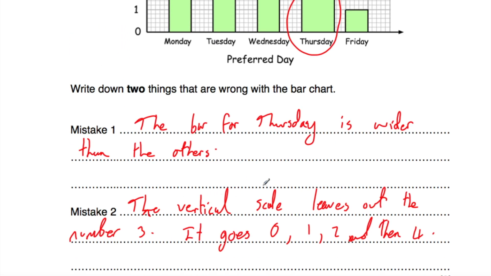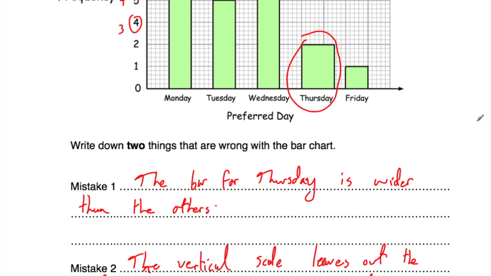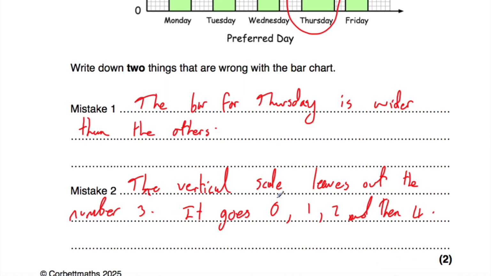I've just written down that the vertical scale leaves out the number 3. It goes 0, 1, 2, and then 4, and not 3. And that's it. So those are the 2 mistakes that I've written down for this bar chart: the bar for Thursday is wider than the other bars, and the vertical scale has left out the number 3.